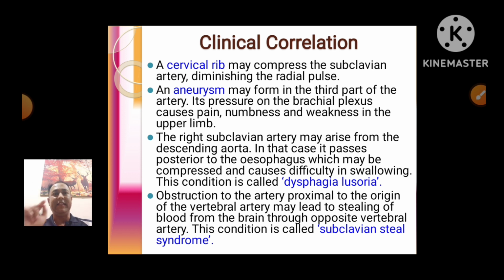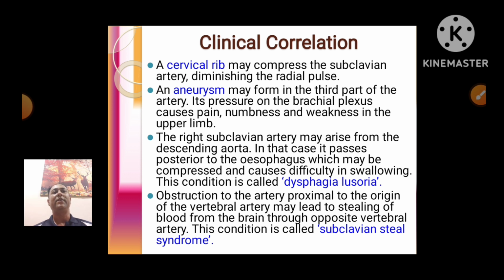But when the length of this cervical rib is more than 5 cm, it severely compresses the subclavian artery and it will decrease the blood flow to the upper limb. Initially it causes pain and numbness, tingling sensations over the upper limb, and ultimately the muscle will get weaker and weaker and ultimately will get paralyzed. Okay, so that is the cervical rib.